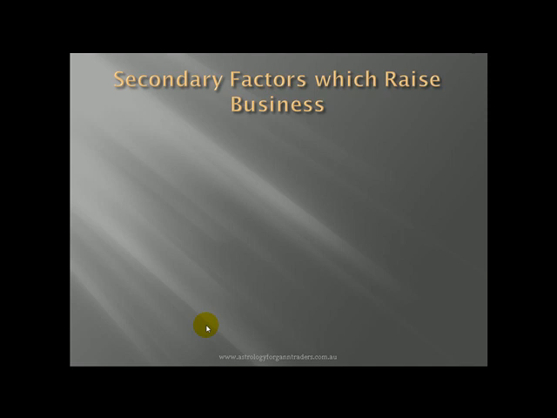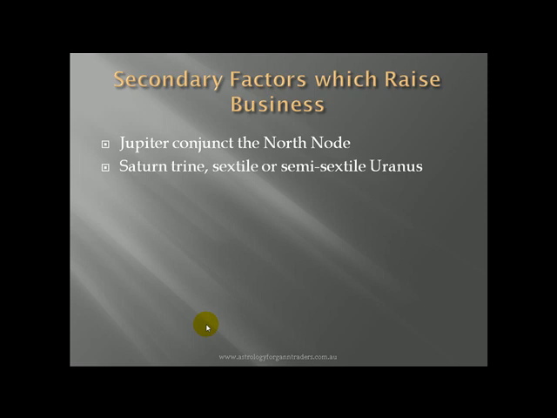So let's have a look. Louise McWhirter talks about secondary factors that you have to consider as well, besides the 19-year nodal cycle, which raise business. And these are the factors that raise business. When Jupiter is conjunct the north node, this is good. When Saturn is trine, sextile, or semi-sextile Uranus. When Jupiter is in Gemini or Cancer.